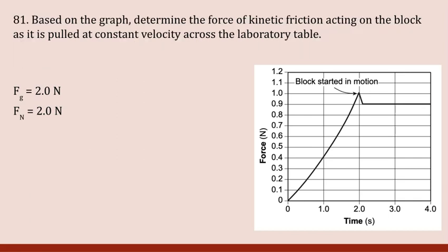Question 81 says, based on the graph, determine the force of kinetic friction acting on the block as it is pulled at a constant velocity across the laboratory table. I'm solving for force of kinetic friction, so I'm writing Ff equals question mark. Constant velocity is always a really important keyword, so I put a box around that. That tells me that I'm looking at this section of the graph, this horizontal line.